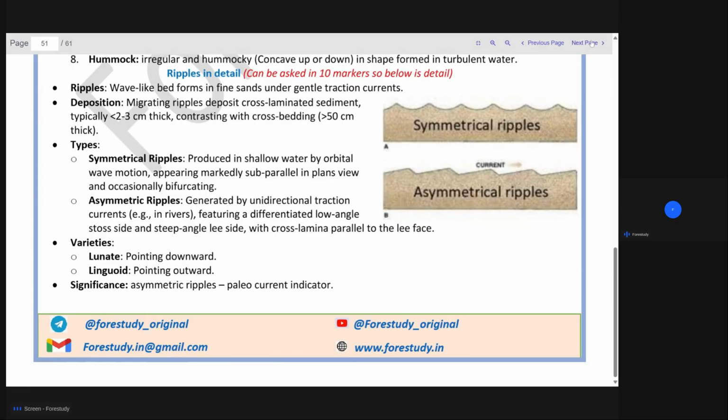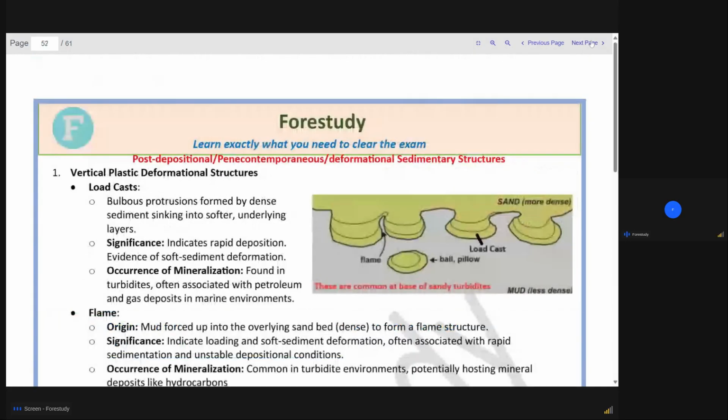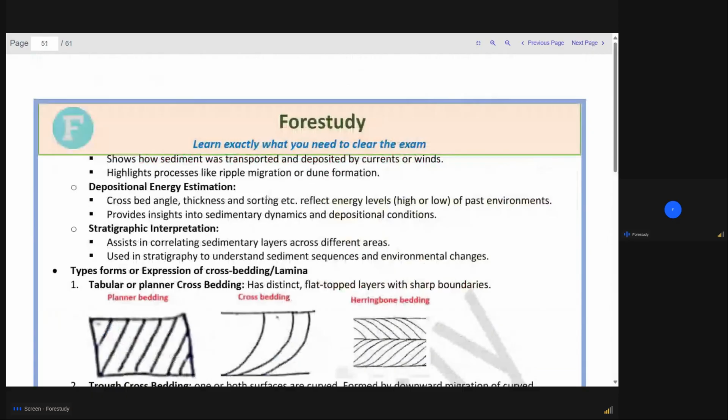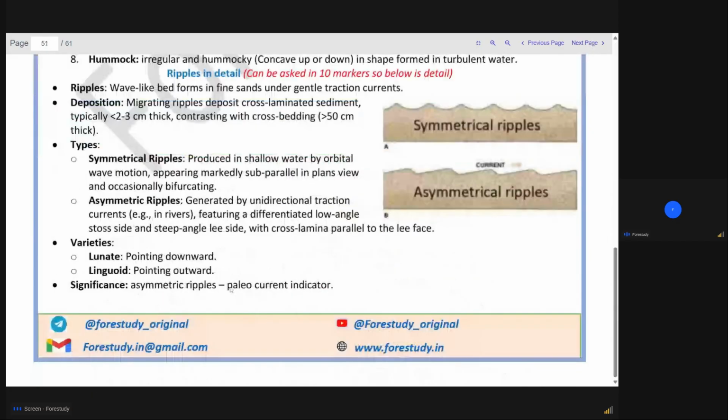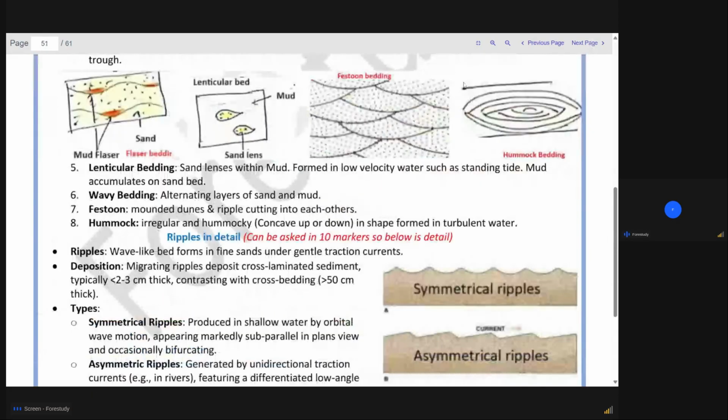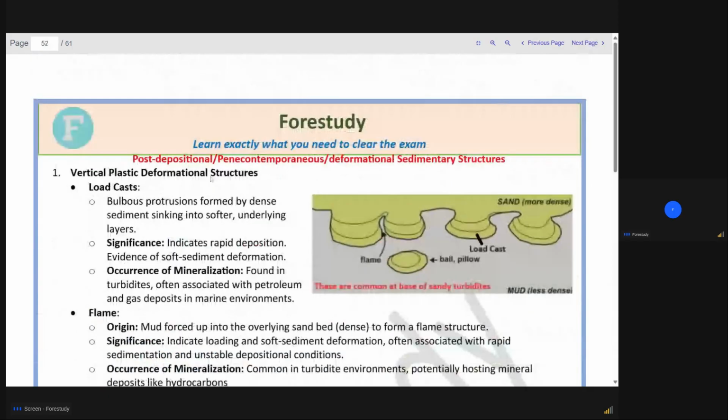Okay, so this will be it for today's class, up to ripples. In the next class, we'll talk about post-depositional, penecontemporaneous, and deformational sedimentary structures. I think in maybe two more classes we will cover the sedimentology. Thank you for listening and prepare well for your exams.